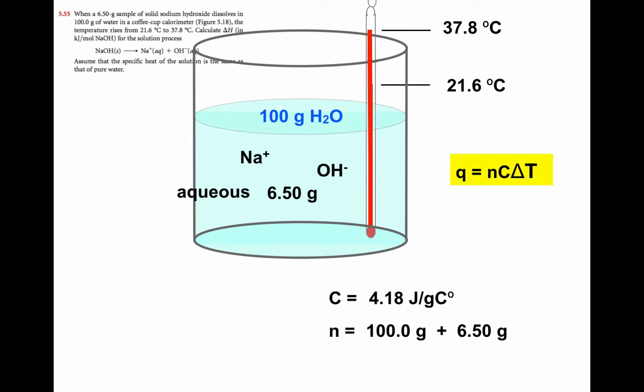So what I need to know is the total mass of the solution, right? So this problem is hard in that you had to remember that the 6.5 grams of sodium hydroxide adds to the thing that is absorbing the heat, the surroundings that's absorbing the heat. Of course, that didn't change the value of C, but we're going to overlook that. And the temperature change, right? They told me you went from 21.6 to 37.8.